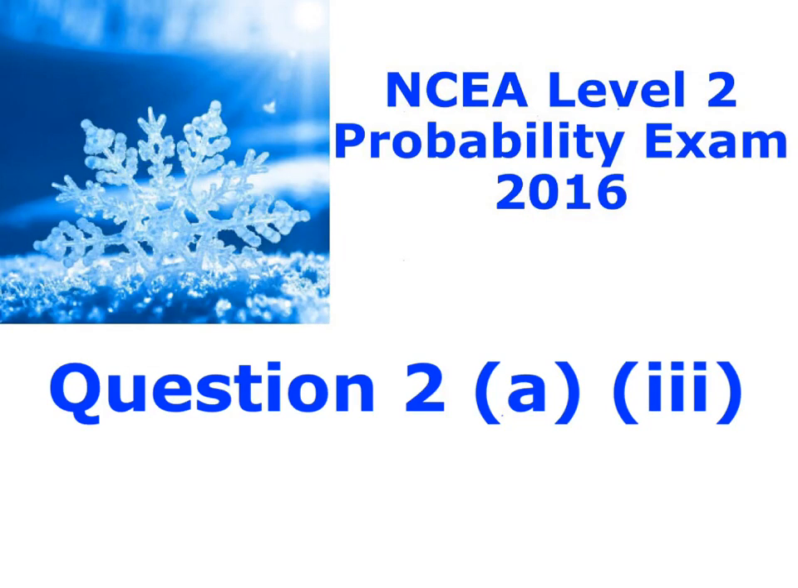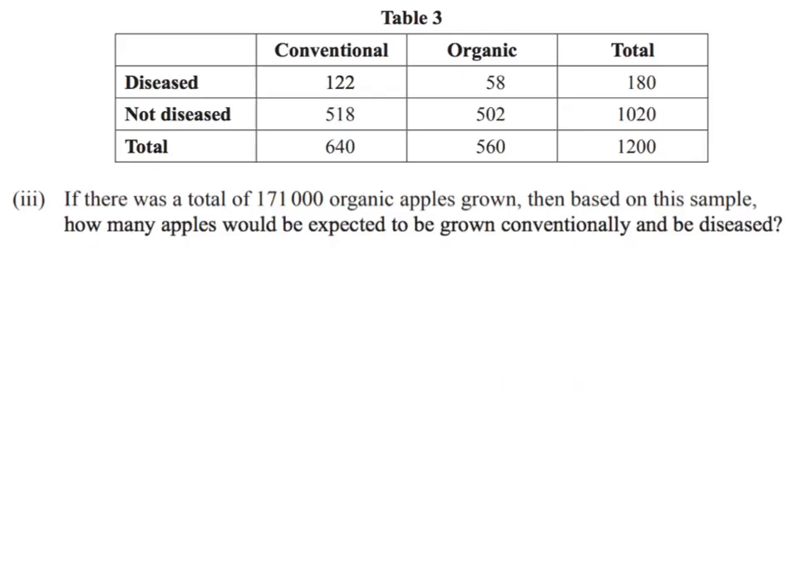This is question 2A, part 3. So here's our question, and it's talking about our organic apples and conventional apples. We are told that in total there were 171,000 organic apples. Remember, we've got some organic, some conventional, and we've got 171,000 total organic apples grown.